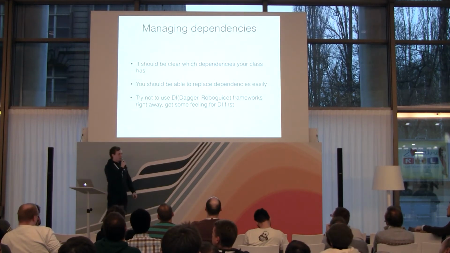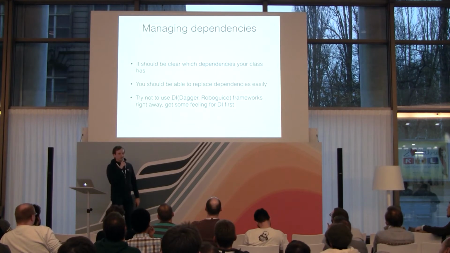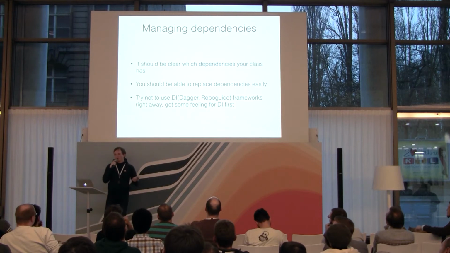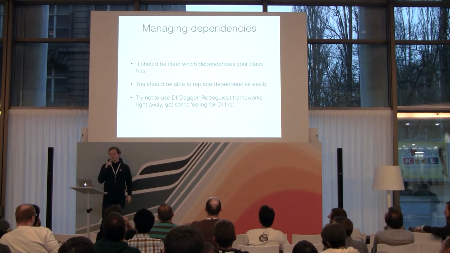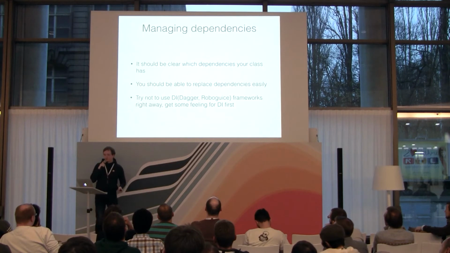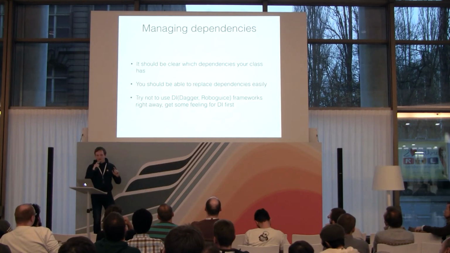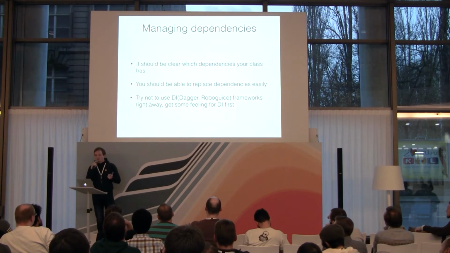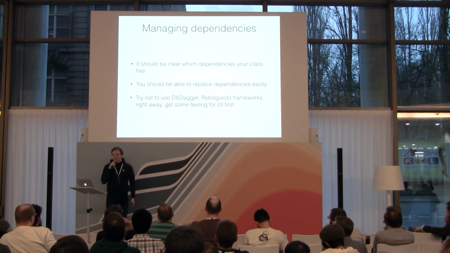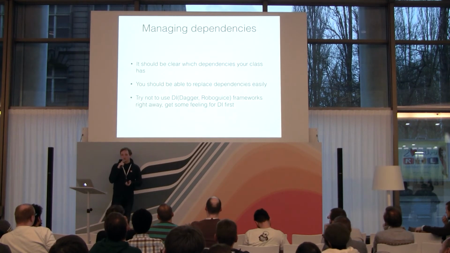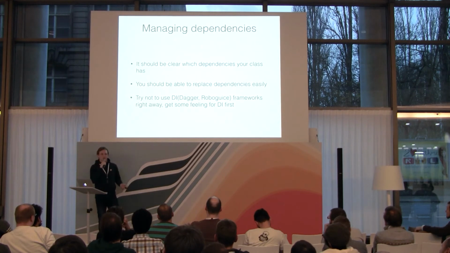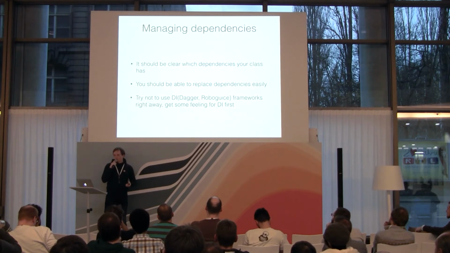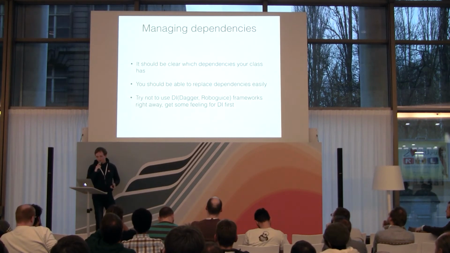What's really important to develop unit tests is to be in charge of your dependencies. You might have heard about dependency injection, Dagger, RoboGuice, all these frameworks. But when you develop a class, when you develop a component, you should really know what the dependencies of this class are. Otherwise, if they're hidden somewhere, then you cannot replace them in your tests. So this is really important.